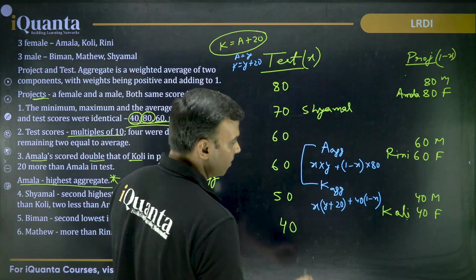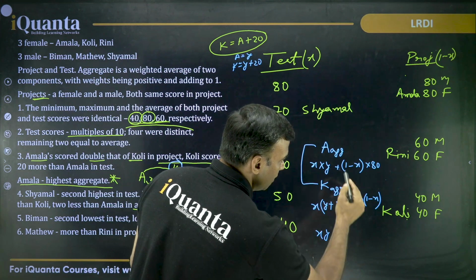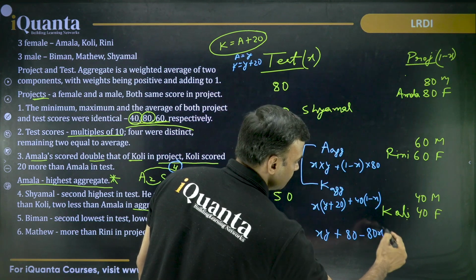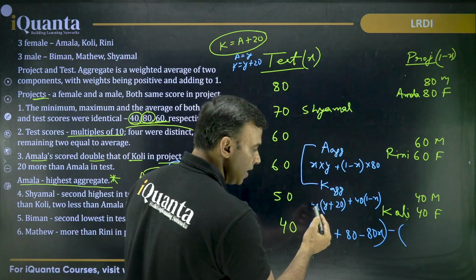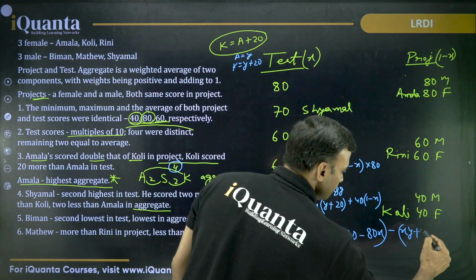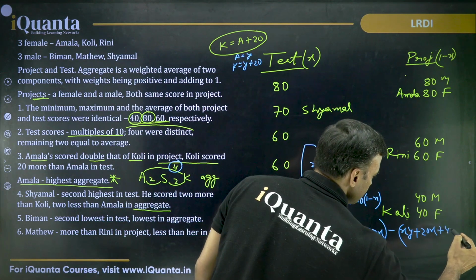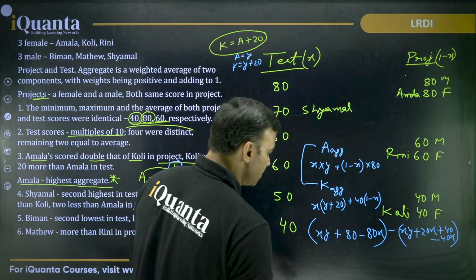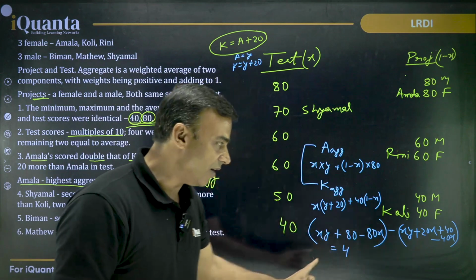Subtract. If you subtract, x into y plus 1 into 80 minus x into 80. Right. This is Amla's aggregate minus Kohli's aggregate. What is Kohli's aggregate? x into y plus x into 20. Right. Plus 40 minus 40x, right? The difference of these two has to be equal to 4. Now just open the bracket and solve, you will get the value of x.